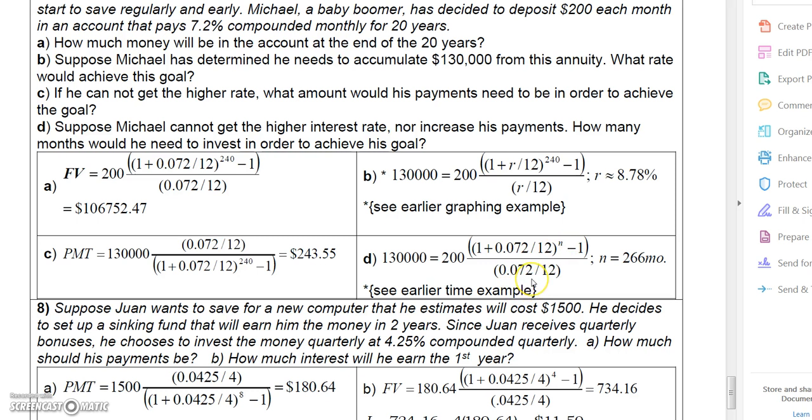Now I showed you earlier how to solve for N, and you can do that yourself. You can divide both sides by 200, then multiply both sides by the 0.072 over 12, and then add 1 to both sides, then take logs, and that will help you solve that. So there N would be 266 months. So there's 3 ways that he can increase his future value to $130,000. He could increase the rate, or he could increase the amount of the payments, or he could increase the length or the number of payments that he makes.